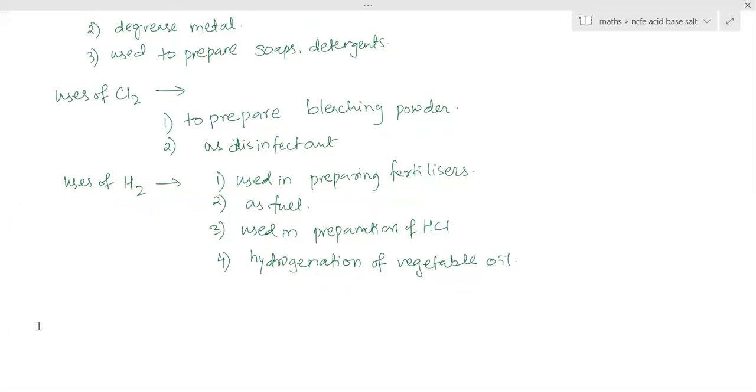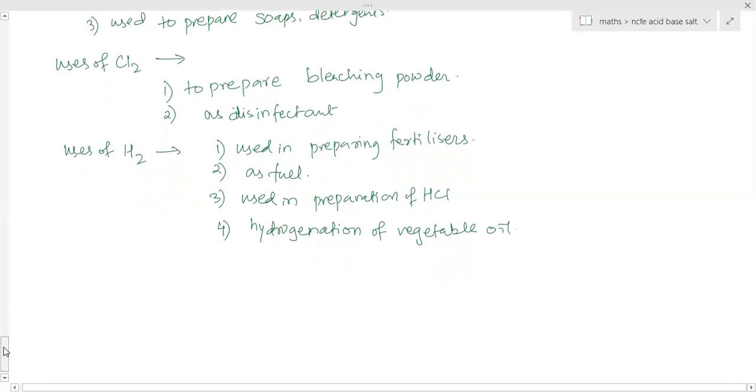Ma'am, directly the bleaching powder thing is given. Yeah, it will come directly. Bleaching powder is there now. After that, the second salt. First, we have seen sodium chloride: its preparation and uses. We have seen the production of these three important compounds.